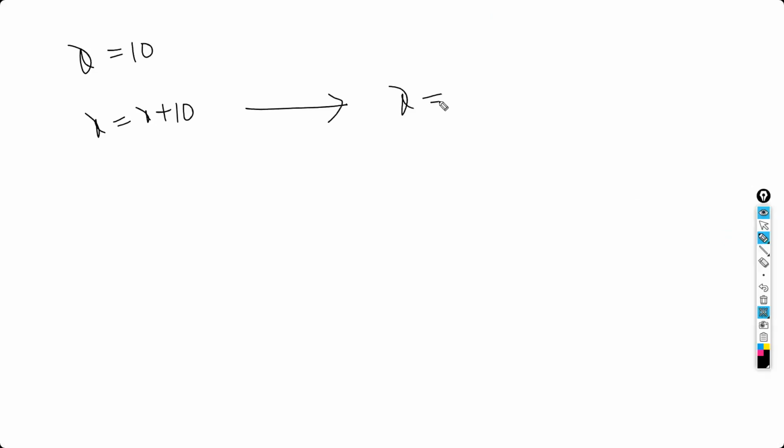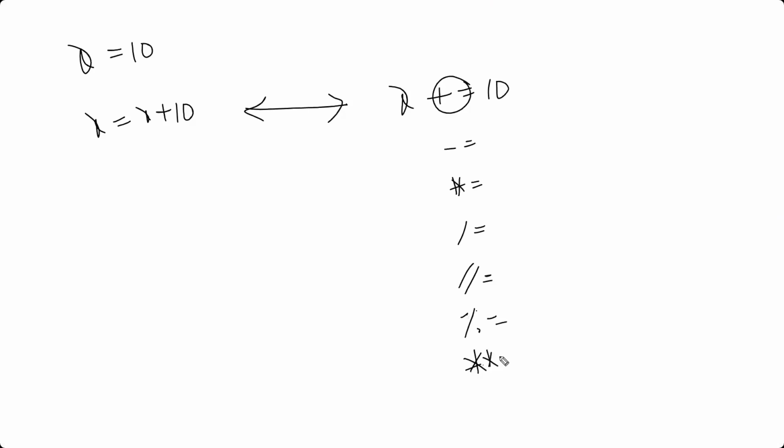x plus is equal to 10. You can write like this. Both the meanings are the same. Anything of your choice: x is equal to x plus 10 or x plus is equal to 10. So plus is equal to, minus is equal to, into is equal to, division is equal to, floor division is equal to, modulo is equal to, power is equal to. Like this you can use.